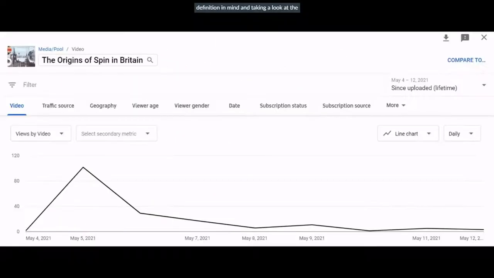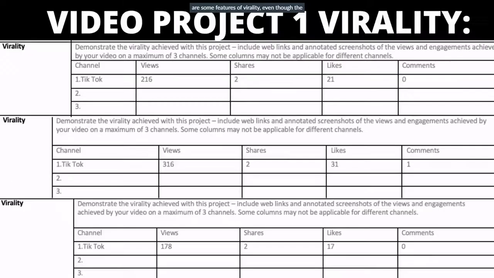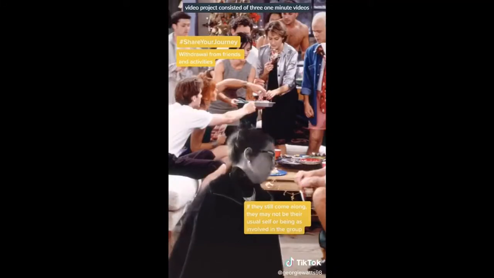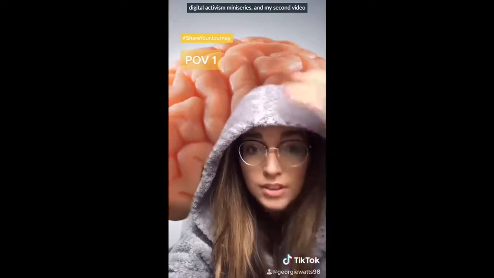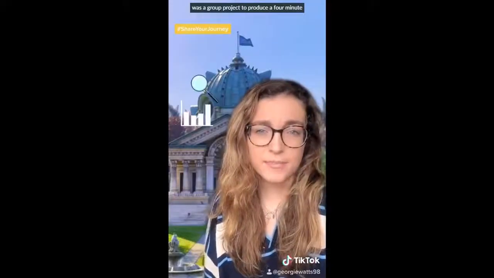Keeping this definition in mind and taking a look at the performance of my videos, we can see that there are some features of virality, even though the videos are completely different genres. My first video project consisted of three one-minute videos for TikTok on student mental health produced as a digital activism mini-series, and my second video was a group project to produce a four-minute e-learning YouTube video on the origins of spin.